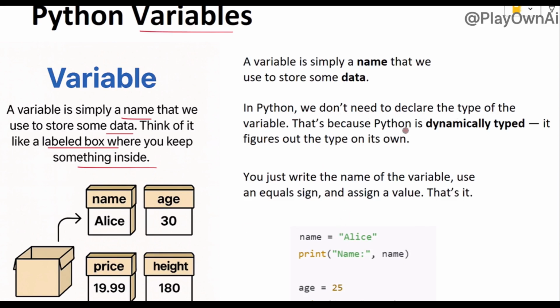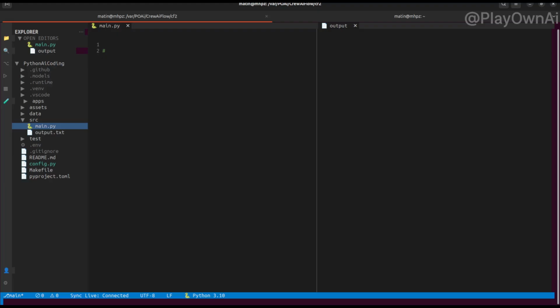In Python, we don't need to declare the type of the variable. That's because Python is dynamically typed. It figures out the type on its own. You just write the name of the variable, use an equals sign, and assign a value. That's it. Let me show you how this works step by step. Let's now switch to the IDE and try this in code.